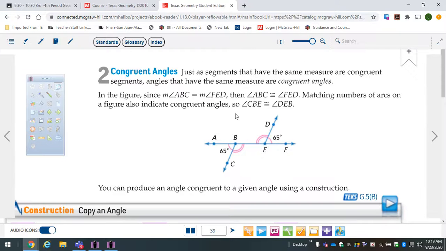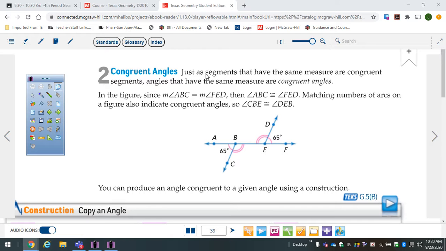Congruent angles. Do y'all remember what congruent meant? What did congruent mean? Congruent meant the same, exactly the same. We'll go with equal. Okay, it meant that stuff. So let's go look at here.